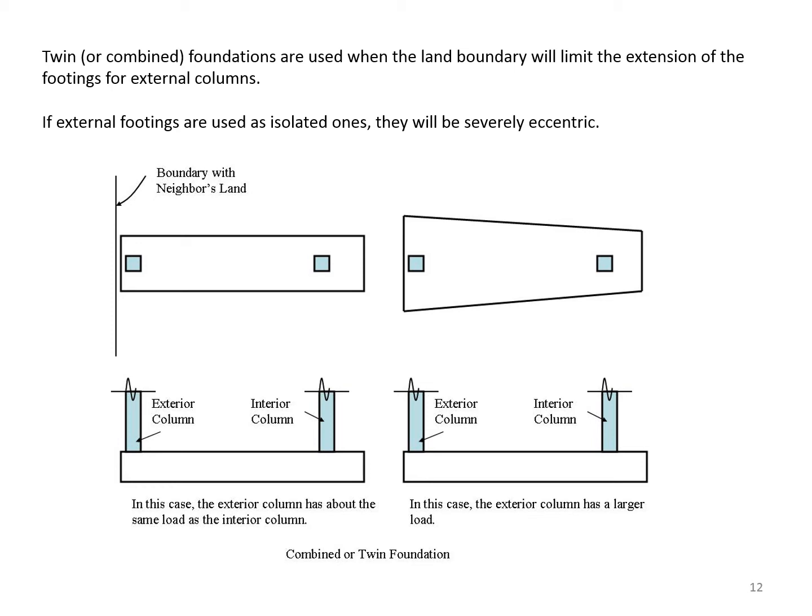The figure at the bottom shows the cross section. The one to the right, as you can see in here, to save concrete we have used a trapezoidal detail. However, in the cross section it would look identical to the one to the left.